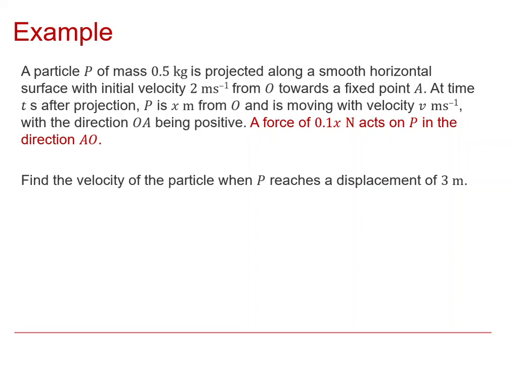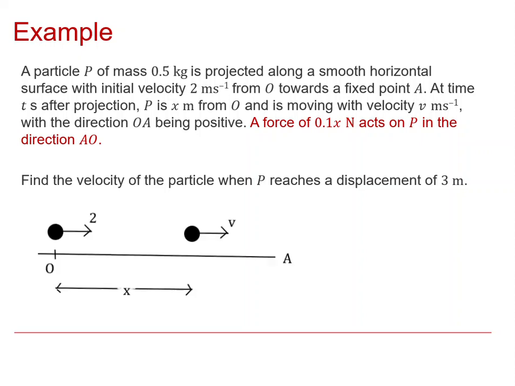Now, a force of 0.1x newtons acts on P in the direction AO, so it's a restraining force. You might like to think of that in the same terms as, say, a spring. You pull a spring, the spring tends to restrain the motion. So we're interested in the velocity when the particle has a displacement of 3 meters.